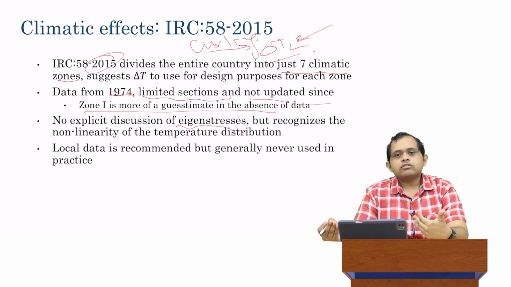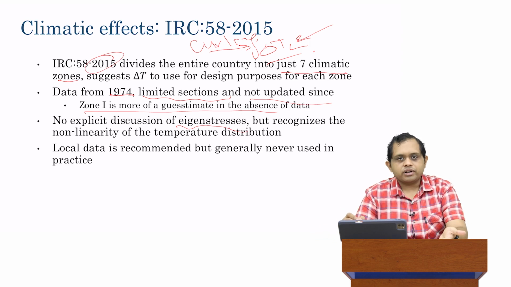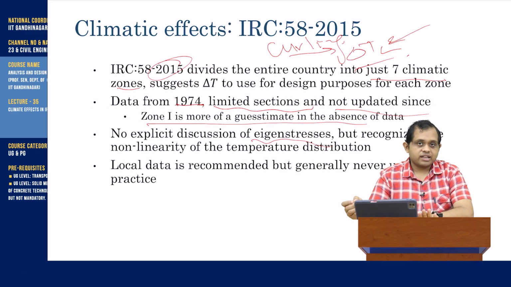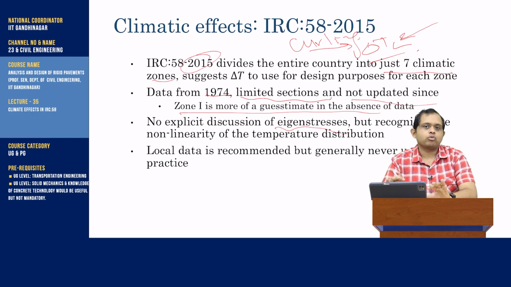You can definitely have two nonlinear temperature distributions that give you the same linear component, but different nonlinear components. So there's no explicit explanation of what exactly needs to be done, at least on the side of the temperature. It does recognize, however, that there is a nonlinearity. So we will see more about this particular issue a little bit later. So local data is recommended, but it is generally never used.